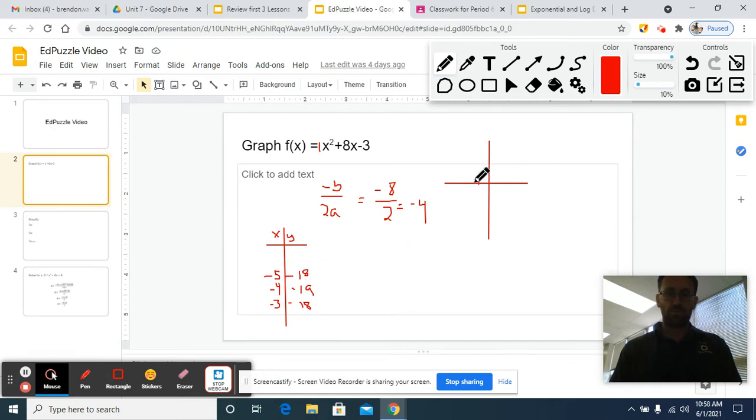So 1, 2, 3, and let's pretend that this is negative 19 down here, which would be negative 18 right here. So my parabola is going to open up and look like this.